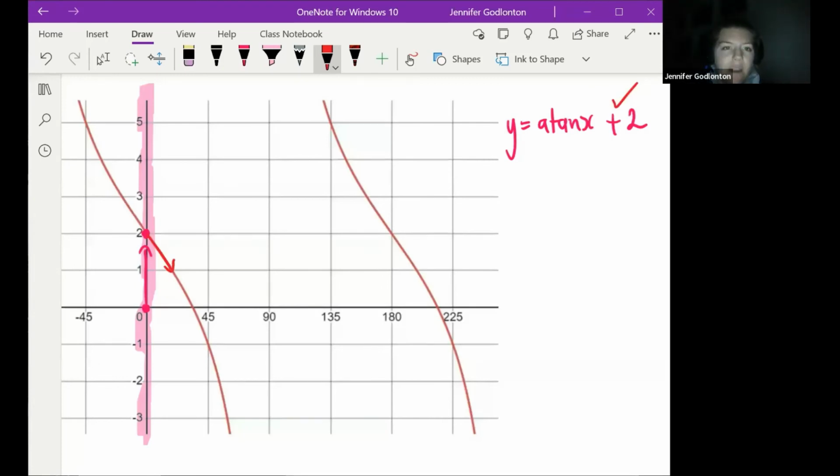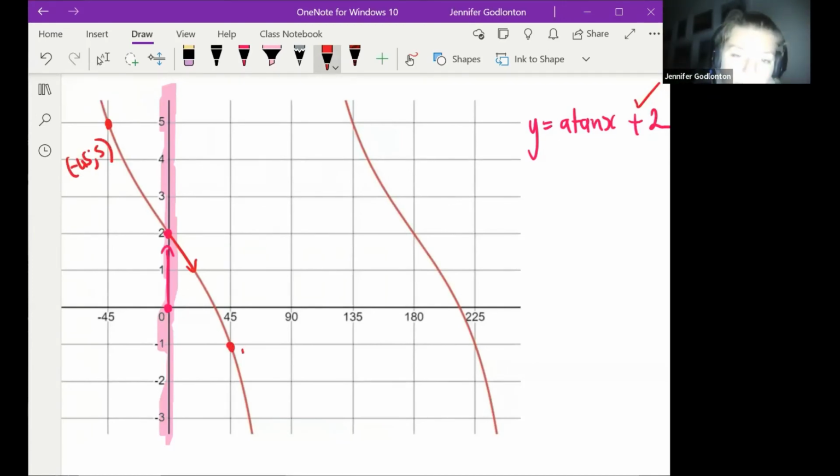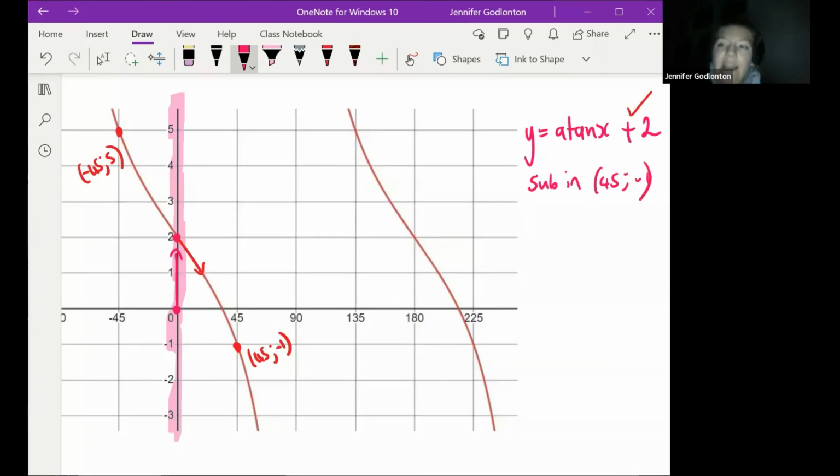Now you can use different points. The easiest ones to use here are either -45 and 5, or you could use 45 and -1. Both of those would be fine, whichever one you would like to use. So I'm going to sub that in. I'm going to sub in 45 and -1.